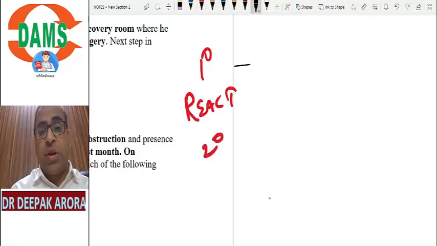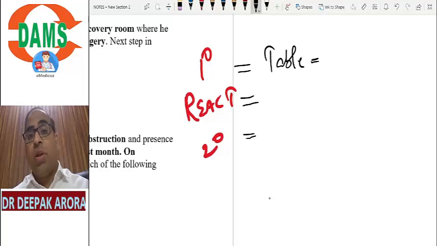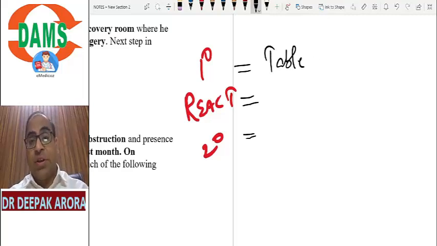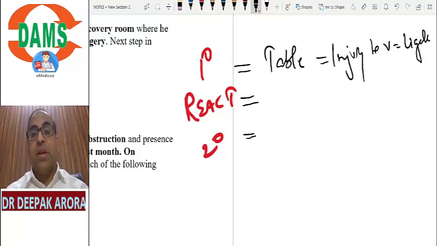One MCQ is expected from these three formulas. What is primary hemorrhage? Bleeding on the table, during the surgery. What is the cause? The cause is that you have done injury to the vessel. What is the management? Ligate the vessel. So primary hemorrhage is on table, it is due to injury to the vessel, and we have to ligate.